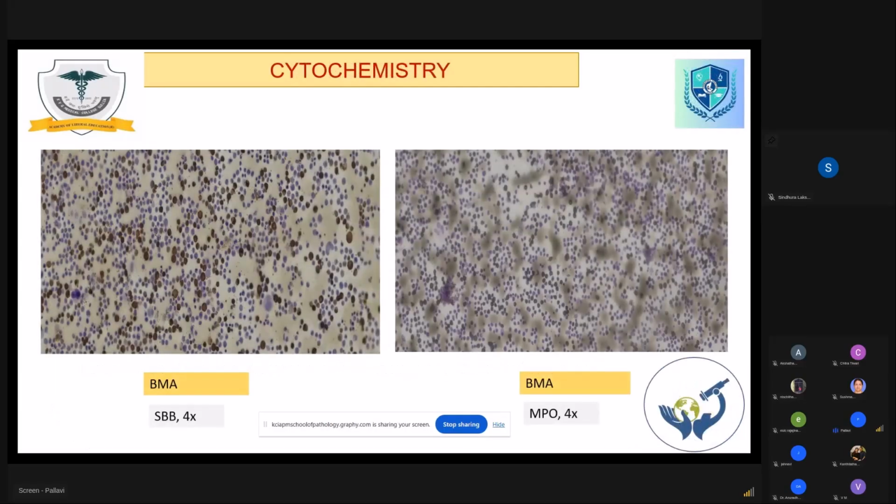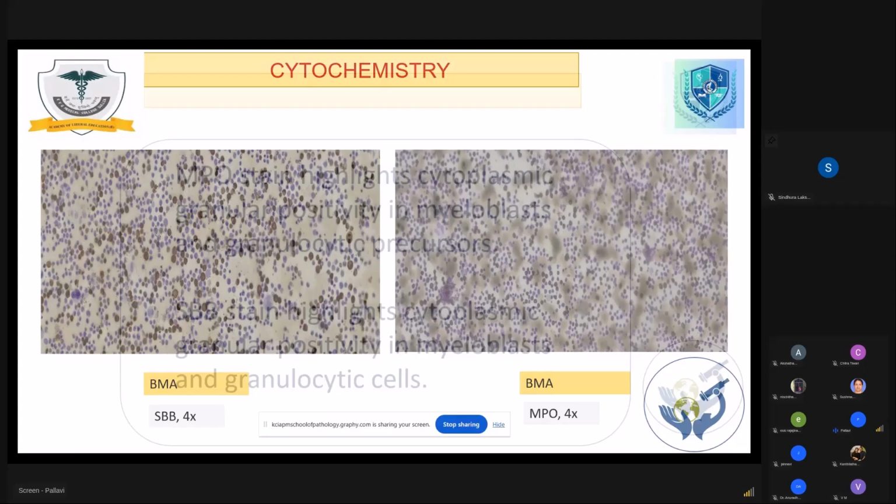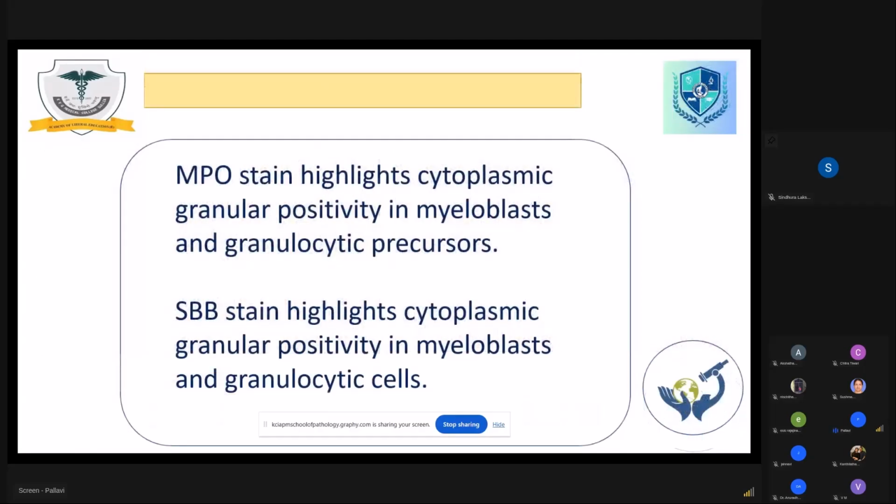Then we were provided with cytochemistry stains of myeloperoxidase stain and Sudan black B, which were showing positivity. So MPO stain highlights cytoplasmic granular positivity in myeloblasts and granulocytic precursors, and Sudan black B stain highlights cytoplasmic granular positivity in myeloblasts and granulocytic cells.